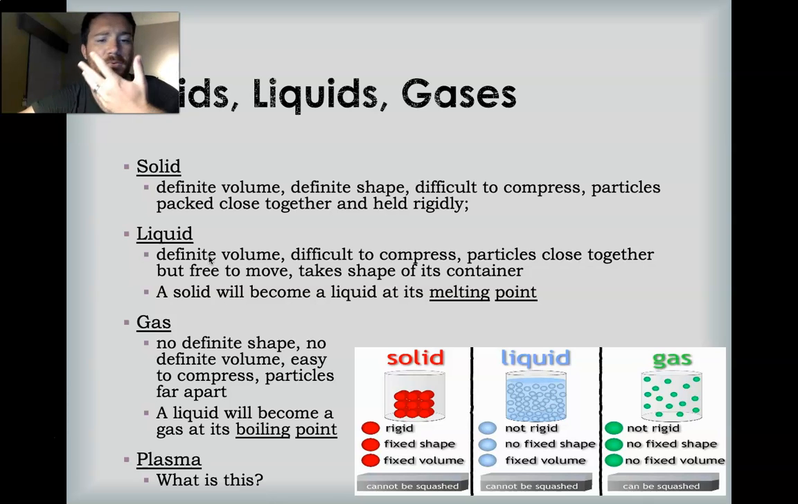It doesn't have a shape or volume, but it does have a definitive number of particles that are in it. A liquid becomes a gas at its boiling point. And you might be asking, well, I see plasma up there, but I don't know what plasma is. That's because I don't really know either. Lots of scientists don't know what plasma is or what it does.